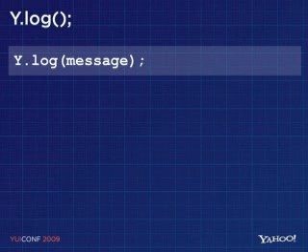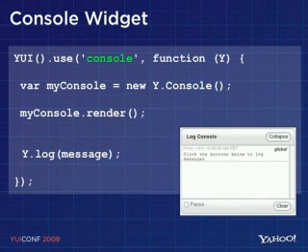But just in case you're working with an older browser, perhaps like IE6, and you want to be able to log to a console, of course we have a console widget that is available to you. And by specifying console in the use statement and using these 2 additional lines of JavaScript, you can now have a console available to you that you'll be able to log to.